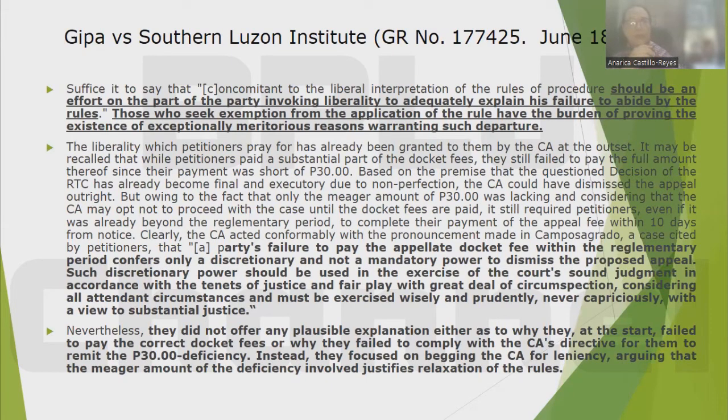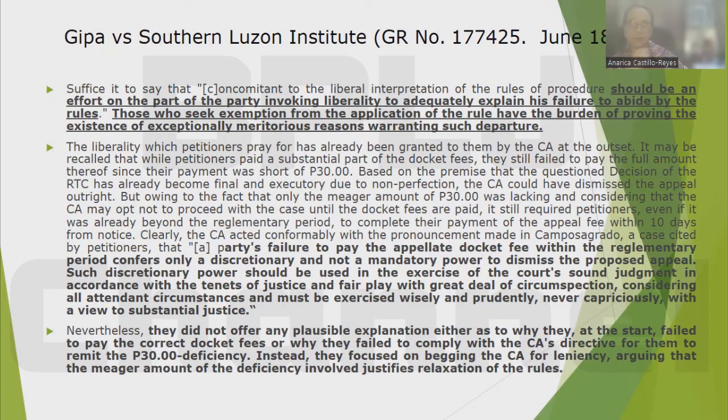Okay? We now move to the case of GIPA versus Southern Luzon Institute. So this case also concerns a deficiency in the payment of docket fees. However, the deficiency is only 30 pesos. Now, can the petitioner, who was saying that it is a measly amount of 30 pesos, invoke liberality in the application of procedural rules? However, he did not proffer or advance any meritorious reason why he was not able to pay the measly amount of 30 pesos.